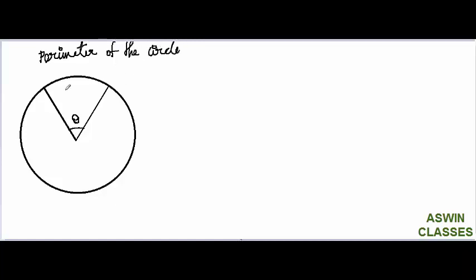For that, consider a sector. I'm naming it A, B and C. Let ABC be a sector. Let this be an arc of length L. Let theta be in radians and R be the radius of this circle. If this sector is very small, consider that sector as very small.